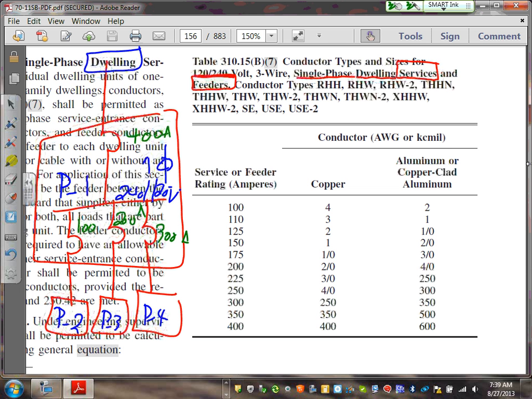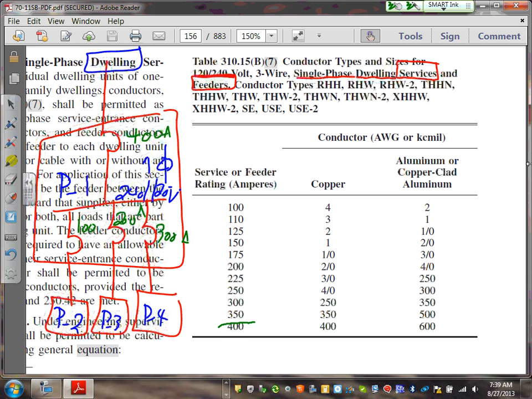Now your job, Matt, my friend, is to go size these feeders, the feeders that are going and feeding each and every one of these panels. Look how easy that would be. Okay, let's start with the 400 amp.